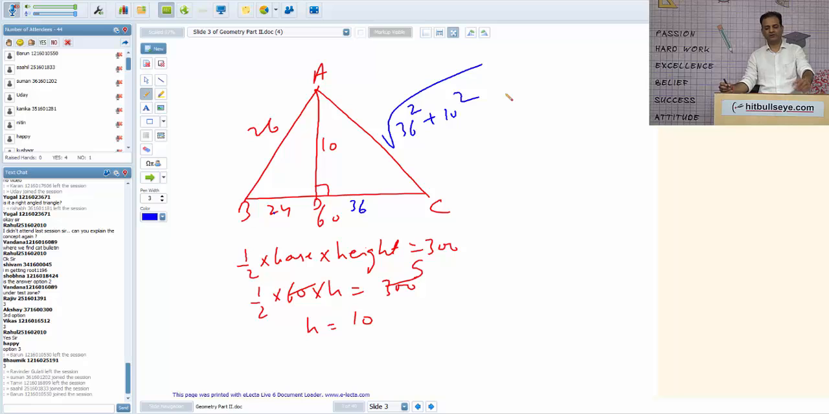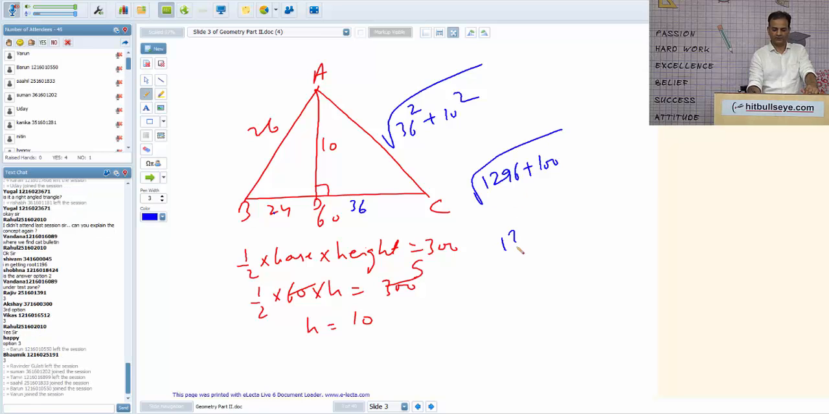AD square plus DC square is equal to AC square, which will be equal to 1296 plus 100, which will be equal to, friends, 1396. So root 1396 will be the answer. Option 3. Is it clear to everyone?